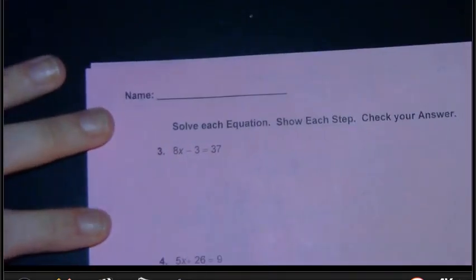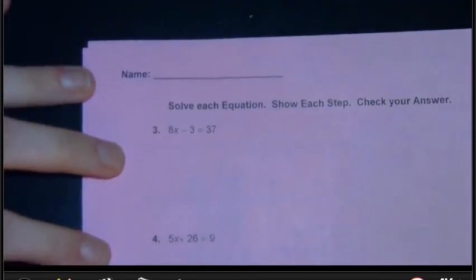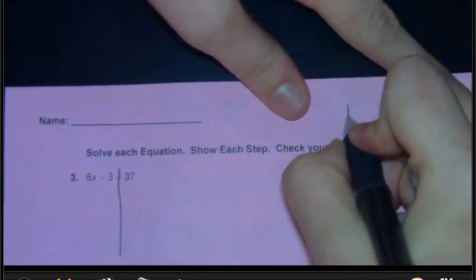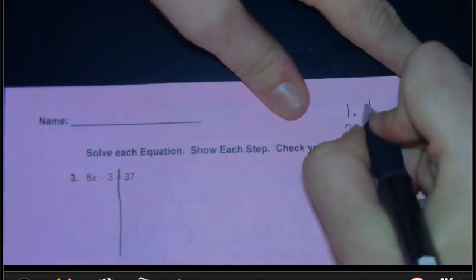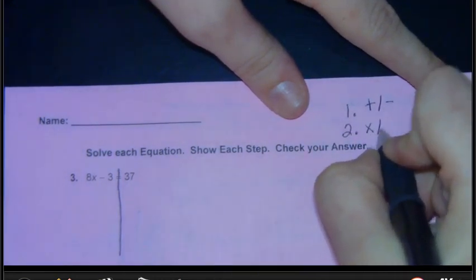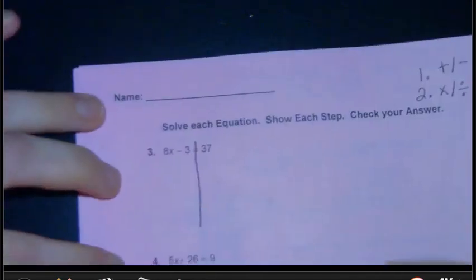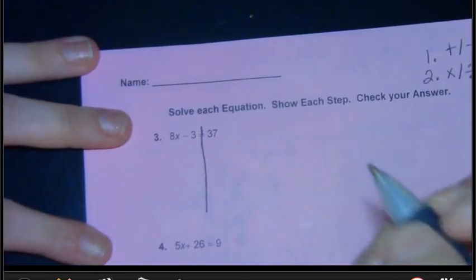Here we go. Solve each equation, show each step, and check your answer. Okay, so I'm going to give us our little key up here just in case we need it again. You're going to add or subtract, then you're going to multiply or divide. Write that at the top of your paper and go back to refer to it when and if you ever need to. All right, so I got 8x minus 3 equals 37.